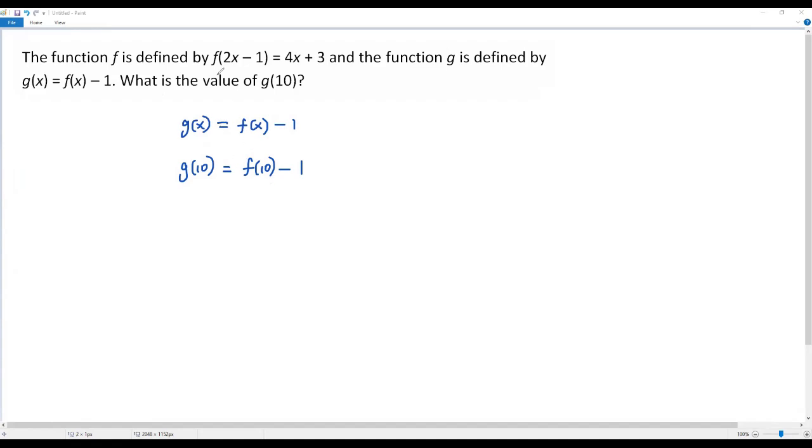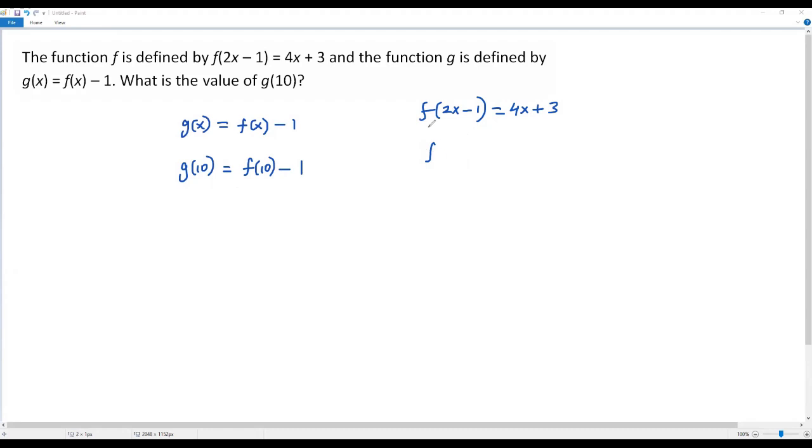For that, we have to use the function f we have over here. Let me write it. f of 2x minus 1 equals 4x plus 3. Now let's try to get the value of f of 10. To get the value of f of 10, we have to write the number 10 in this form, 2x minus 1. That is, some number has to be multiplied by 2, and then we have to subtract 1 from that 2x. So it has to be equal to 10.